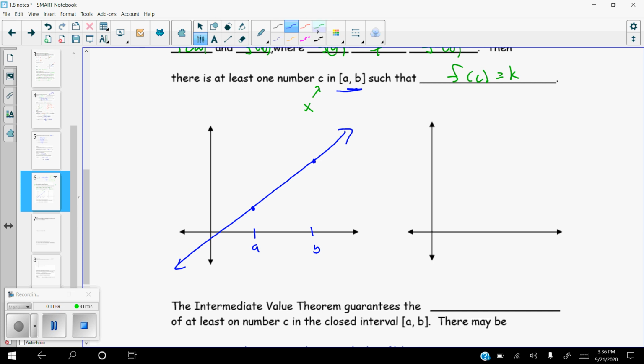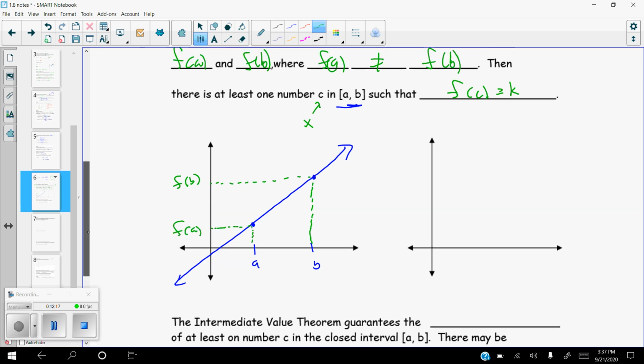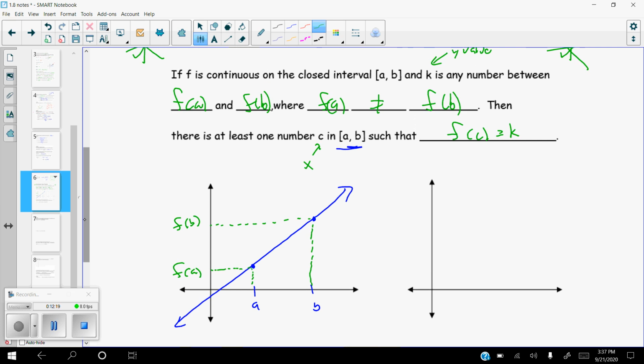Well, if I were to draw something from here and then come over here, that's going to be f of b. That's the y value associated with plugging in b. Same thing here with a. Draw the line over here, that's f of a. Okay, according to our theorem, f of a and f of b cannot equal each other. We're good there. I've got to have some number k which is in between f of a and f of b.